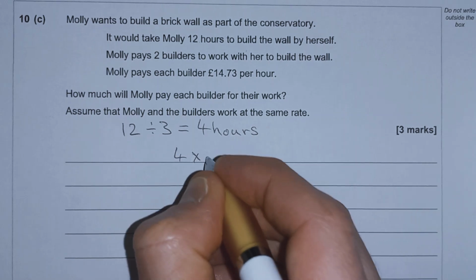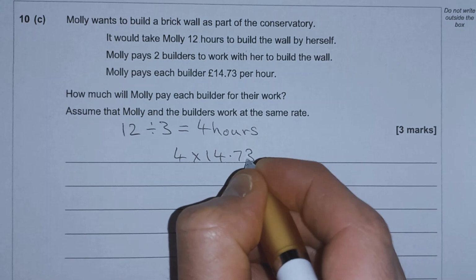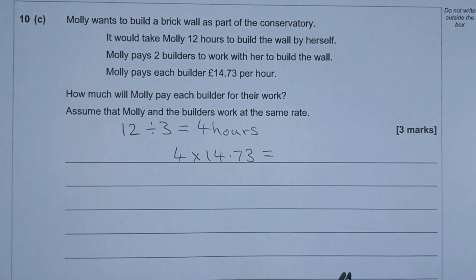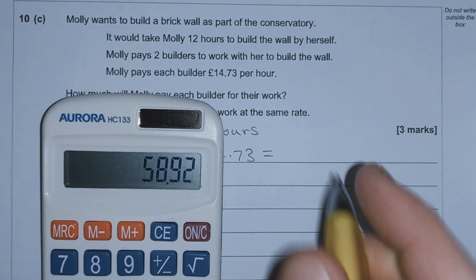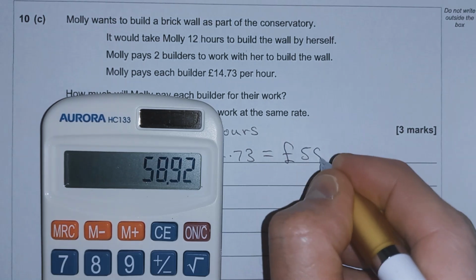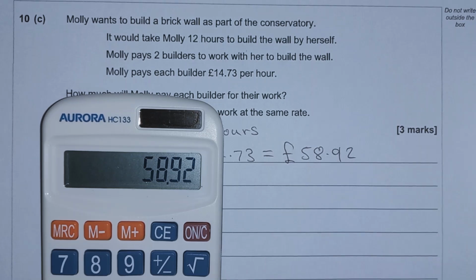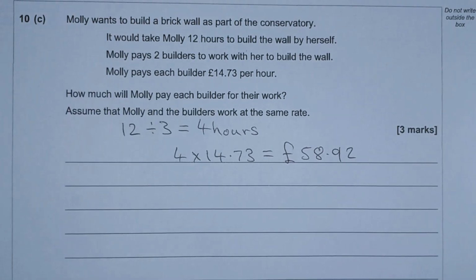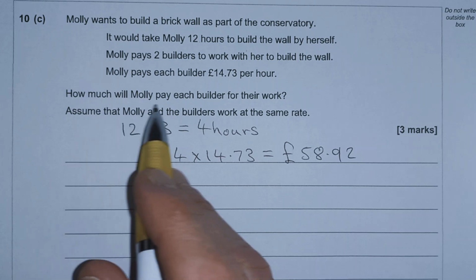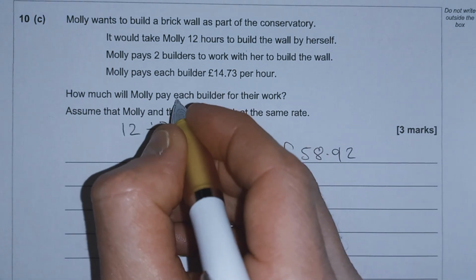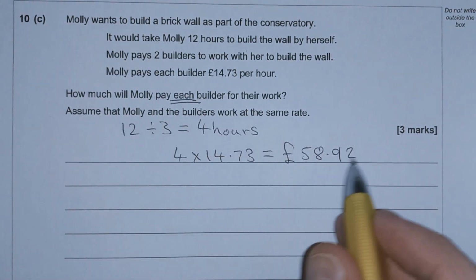Well, it's going to be 4 times £14.73, which is £58.92. Now note, it would be very easy for them to have asked, how much is it going to cost Molly to get the work completed? In which case we'd have to double this because we've got 2 builders. But they have said, how much money will Molly pay each builder? So that's why we're just doing it for one of them.